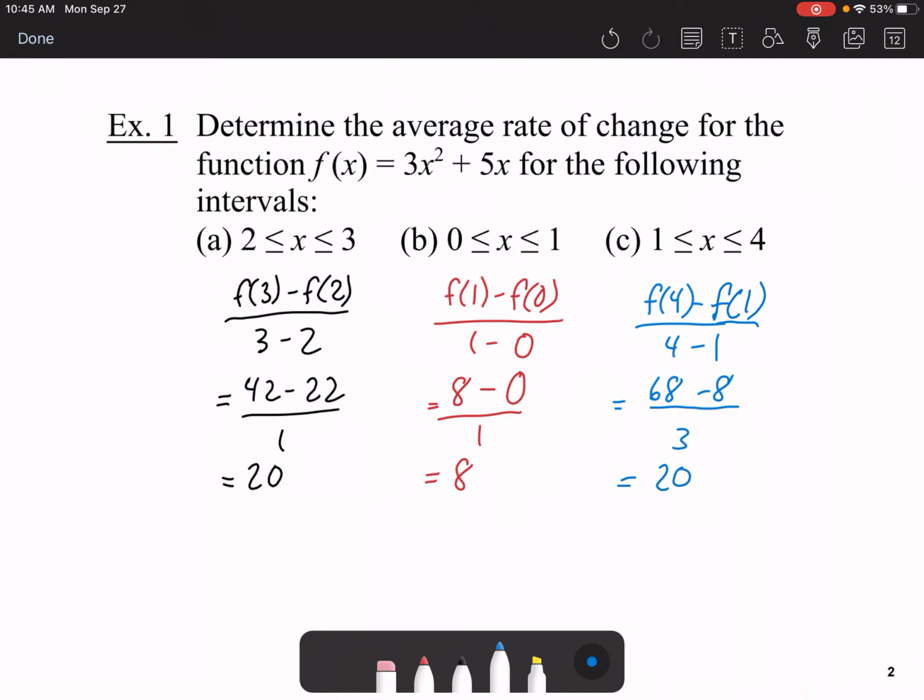Now you'll notice the average rate of change for the first domain and the last domain turns out to be the same. This doesn't always happen, but due to the fact that 3x squared plus 5x is a quadratic, the first one and the last one, being centered on the same value of x, means that they'll have the same rate of change. But again, it doesn't always happen this way.